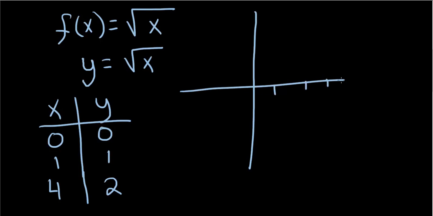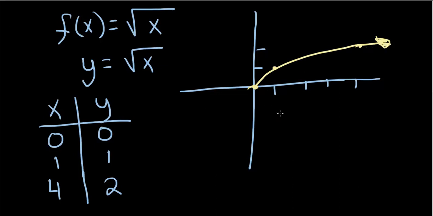1, 2, 3, 4, 1, 2. So we're going to plot the points (0, 0), (1, 1), and (4, 2). We connect them, and it's going to keep on going like this.